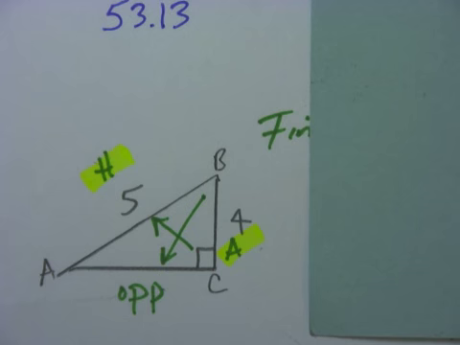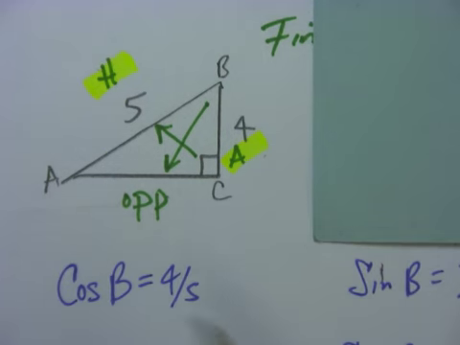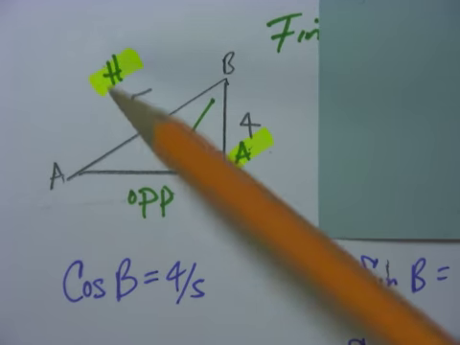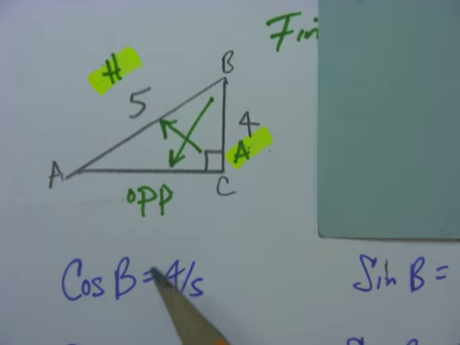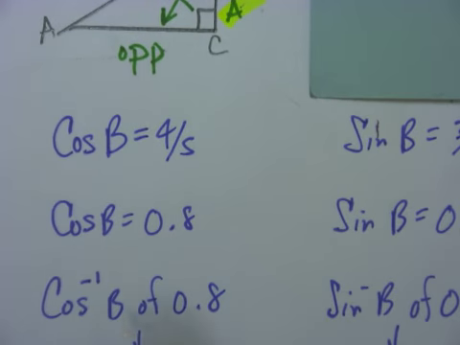So in SOHCAHTOA, which one has the hypotenuse and the adjacent? I hope you realize that that is the cosine function, the CAH in SOHCAHTOA. So the cosine of B is going to be equal to 4 over 5 because the cosine is the adjacent over the hypotenuse of 5. So 4 over 5 is equal to 0.8.